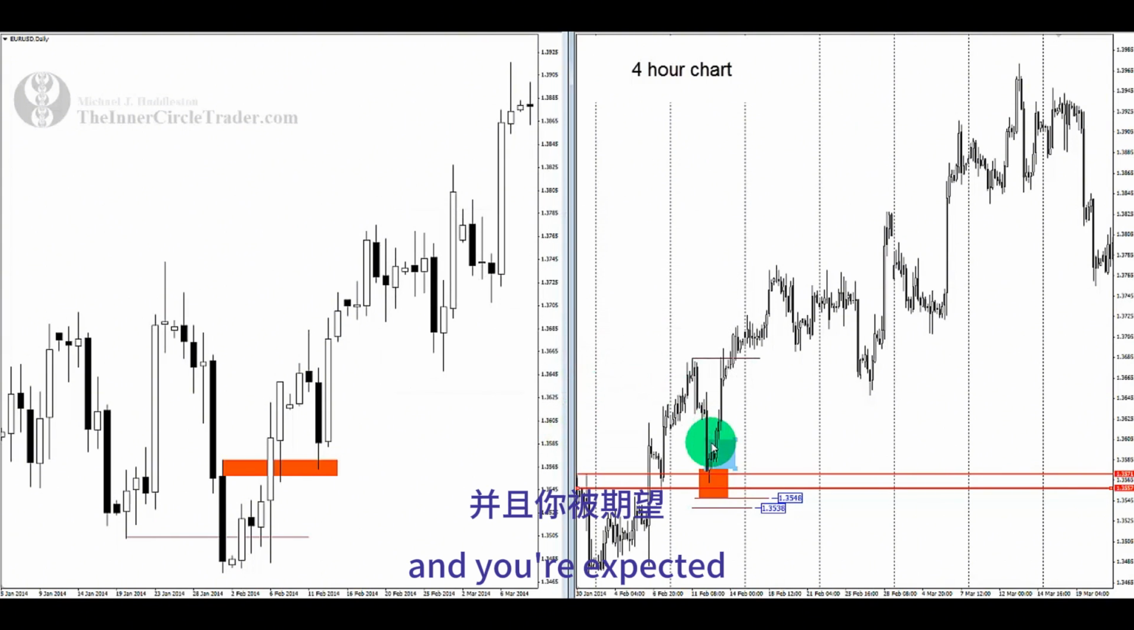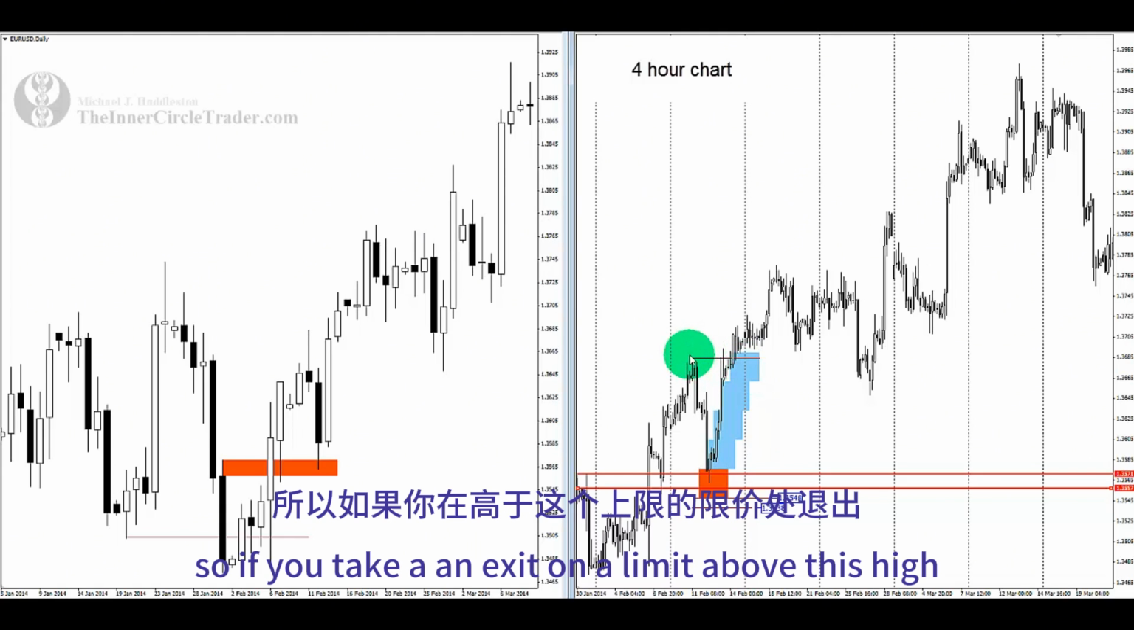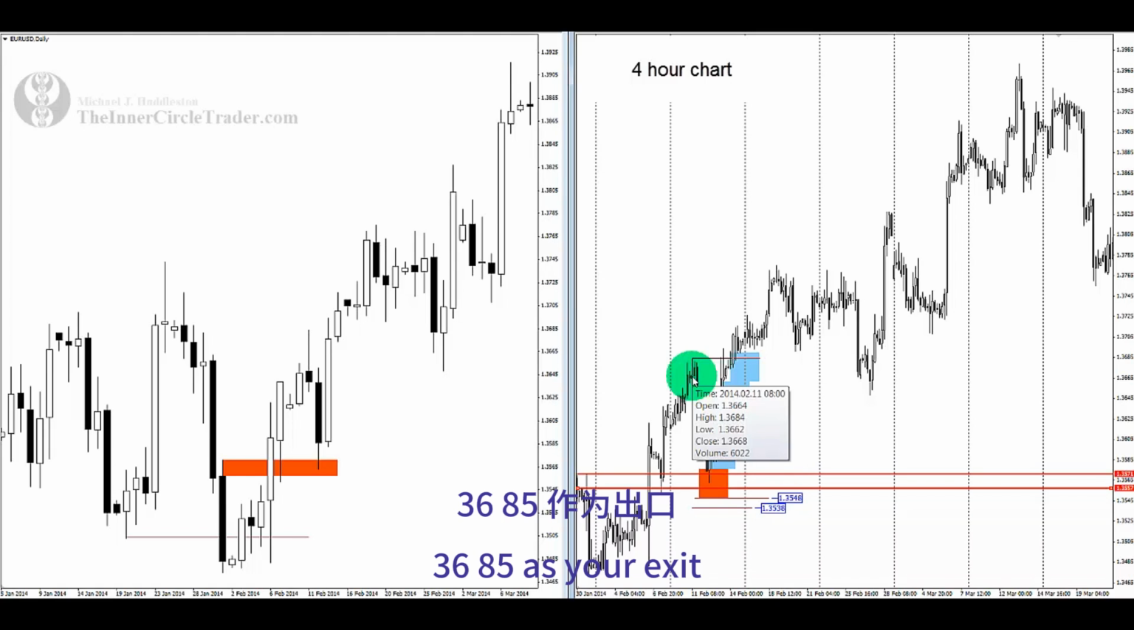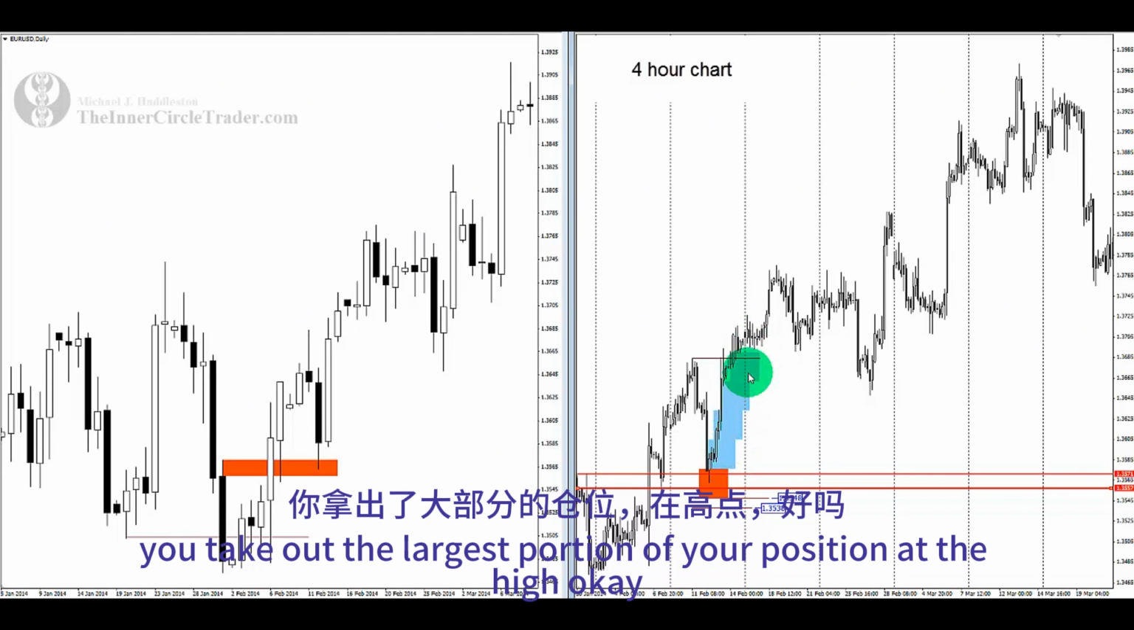And your expected profit is essentially 4 to 1 almost. Okay, so if you take an exit on a limit above this high, which comes in the form of 136.84, so if you look for 136.85 as your exit, your risk to reward would be, in this case, very handsome.